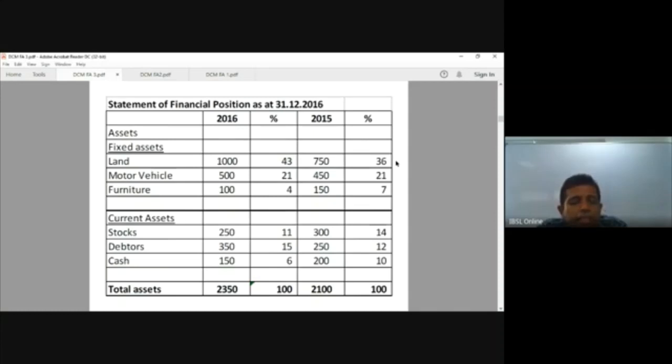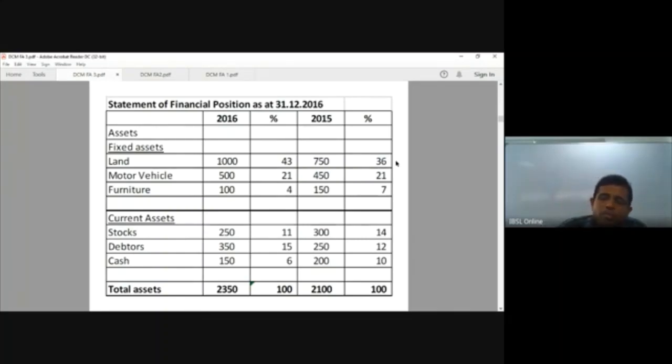You take current assets, last year it was 36%, but this year it is 32%. Some part of current assets have been converted into the fixed asset category. Fixed assets have more dominance over the current assets, right?